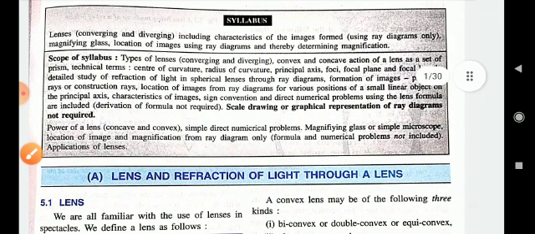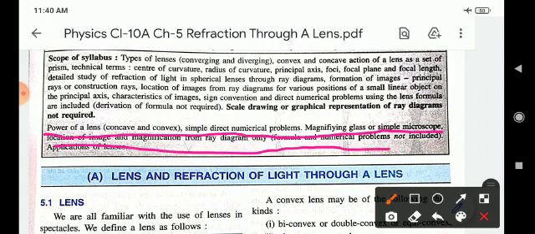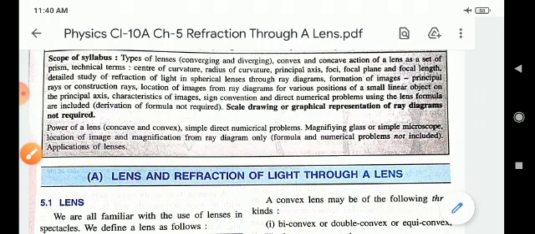Children, and also power of a lens, concave and convex, simple direct numerical problems, magnifying glass or simple microscope, location of image and magnification from ray diagram, formula and numerical problems, not inclined application of lenses.